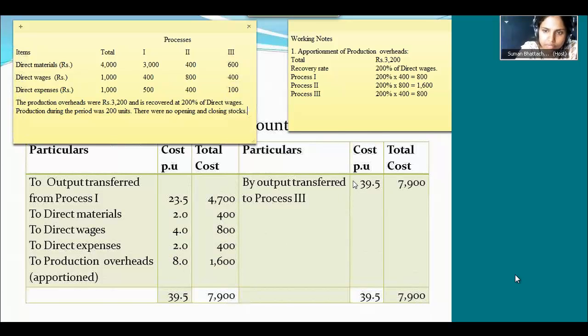So cost per unit will be 39.5, and this will be the output transferred to process 3. Output transferred to process 3, the next process.